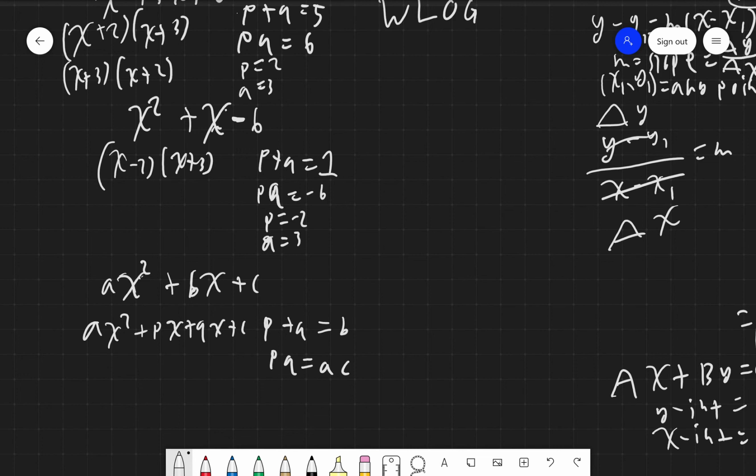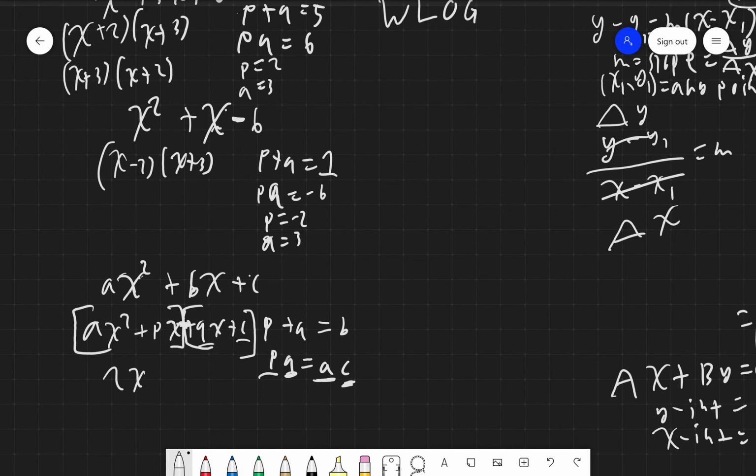Notice that ax squared and px have a common factor, and qx and c also have a common factor. So we can factor them separately, pretending there's a plus sign in the middle of those brackets. Then there will be a common factor between those two, and we can factor that out. That was a little complicated, so let's test it out a bit.